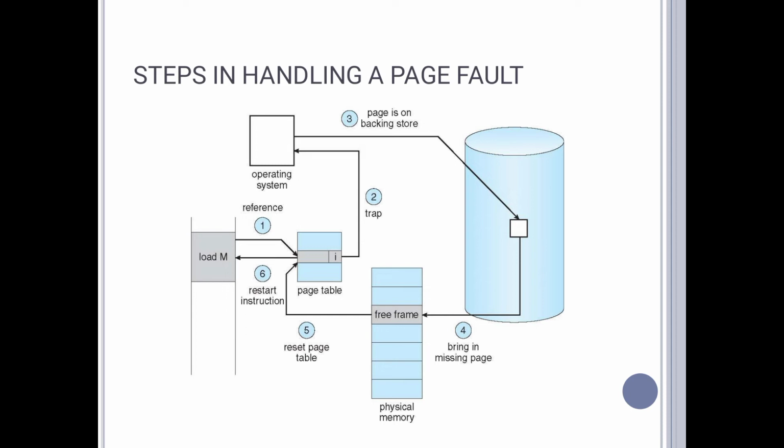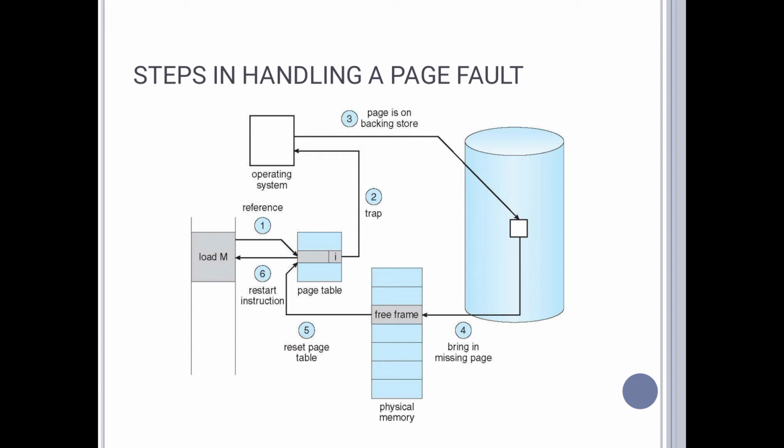The next step is that when the disk read is completed, we modify the internal table kept with the process and the page table to indicate that the page is now in memory. Next, we restore the instruction that was interrupted by the trap. The process can now access the page as though it had always been in memory.